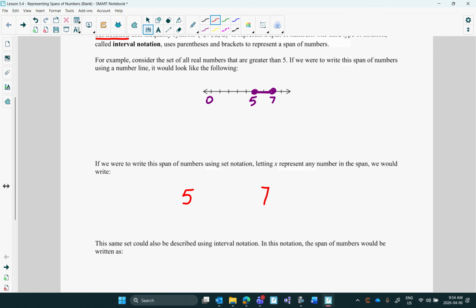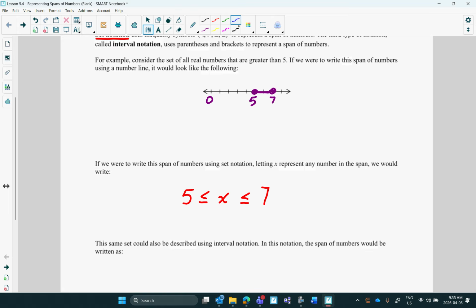We put 5 and 7 as our boundaries. X represents any number between 5 and 7, and these are the symbols I use. If it's between two numbers, I always use less than or equal to in both of them. I use or equal to because it can be 5 and it can be 7. That's all you do. Because if you read this backwards, the number is greater than or equal to 5 and it's less than or equal to 7.